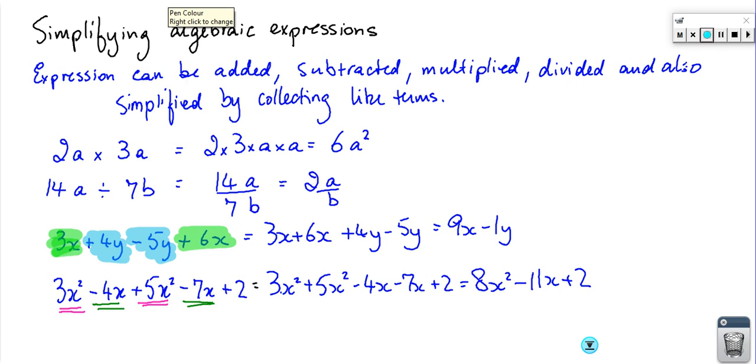Further basic algebra. In the beginning, I have mentioned brackets. Brackets in mathematics are used instead of multiplication. So if I have 2 brackets 3x, that means 2 times 3x, which gives 6x.